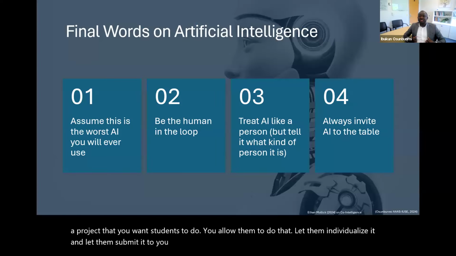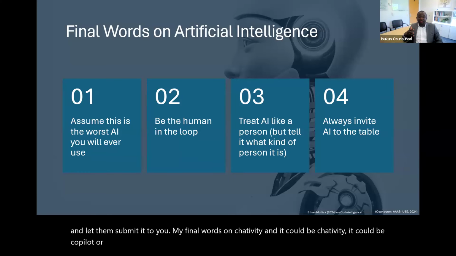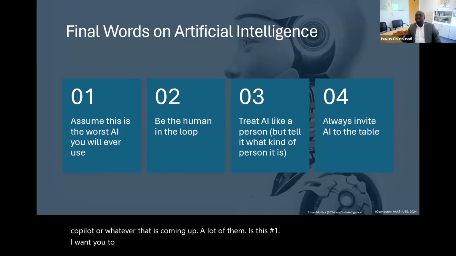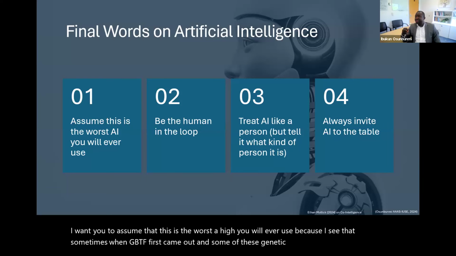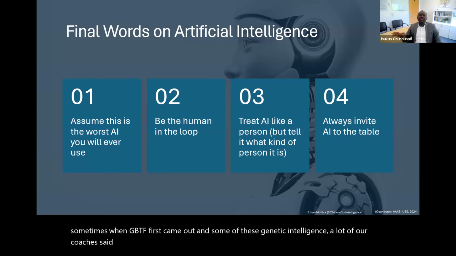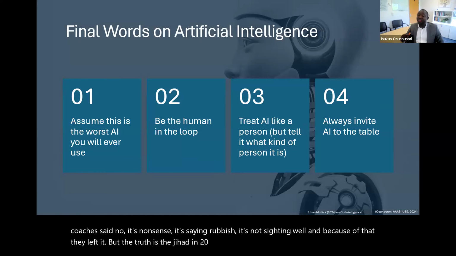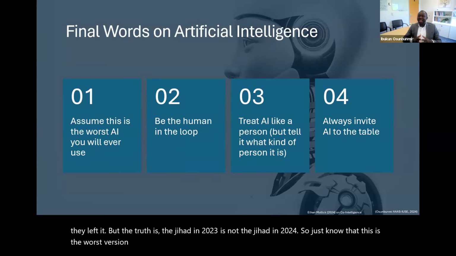My final words on ChatGPT, and it could be ChatGPT, it could be Copilot or wherever that is coming up, a lot of them is this. Number one, I want you to assume that this is the worst AI you will ever use. Because I see that sometimes when ChatGPT first came out and some of these generative artificial intelligence tools, a lot of faculty said, no, it's nonsense. It's saying rubbish. It's not citing well. And because of that, they left it. But the truth is, the GI in 2023 is not the GI in 2024. So just know that this is the worst version that you ever work with, and it's not going to end there.